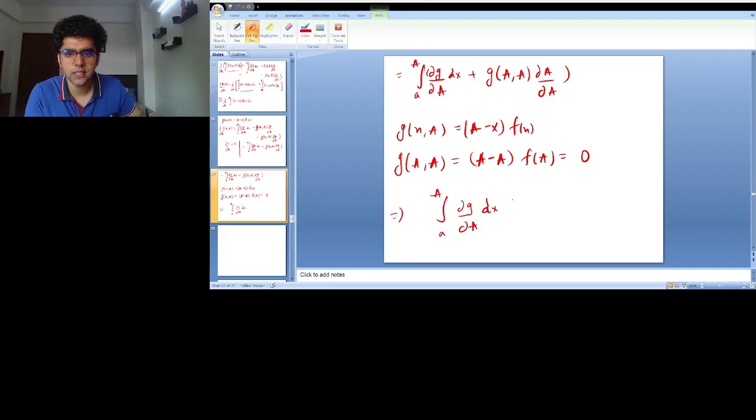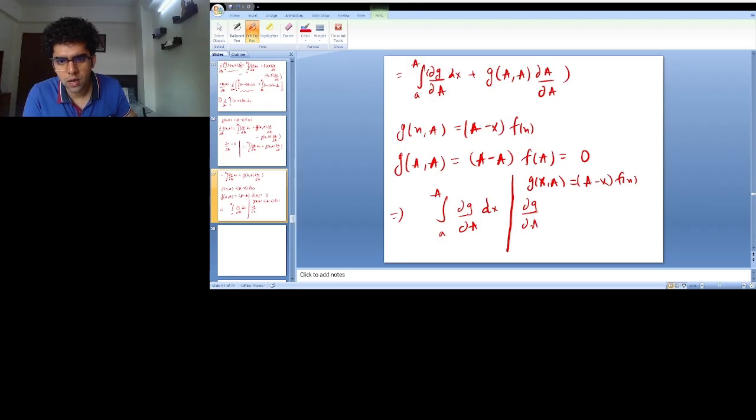So if I need to find del g by del a, if my g(x, a) is equal to (a minus x) f(x), then my del g by del a becomes the partial derivative of g with respect to a.